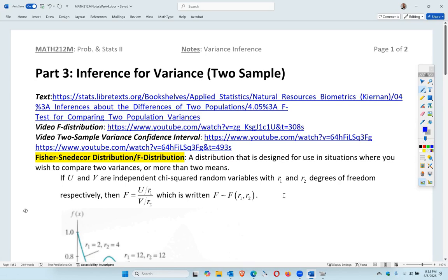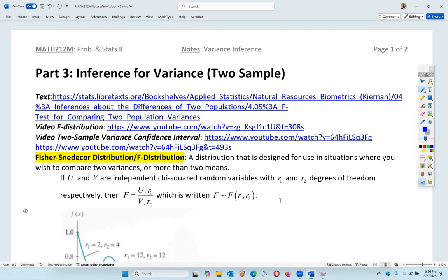This is the second part to inference. So this is the variance inference, which is the two-sample one. We did the single sample last week, which uses the chi distribution. So again, there's many distributions. We've generally done Z, T, chi, and then this week we're doing F. So we've covered 4 different types of distributions.